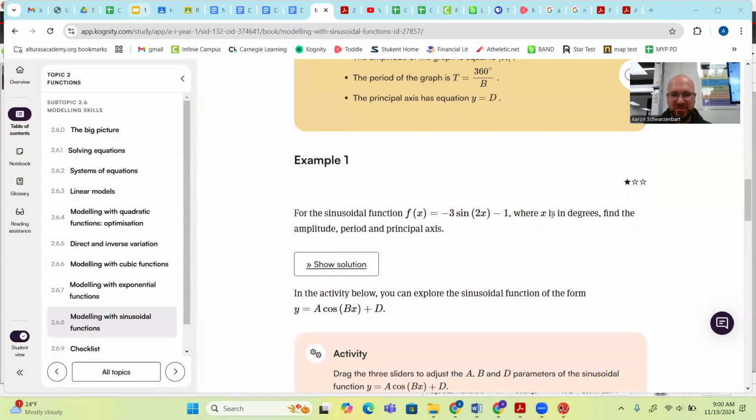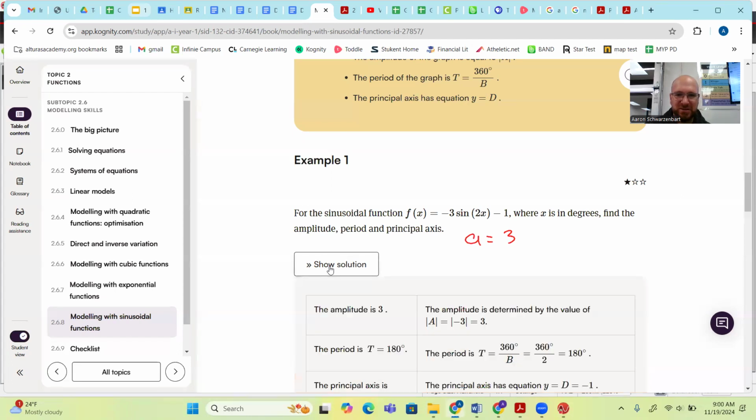So here's my sinusoidal function where x is degrees. Find the amplitude and period and principal axis. Well, I don't even need to bother graphing by hand. Amplitude: 3. Are they going to call this -3? They're probably calling it -3. Nope, the amplitude is positive. Amplitude's always positive. Okay, amplitude is 3.